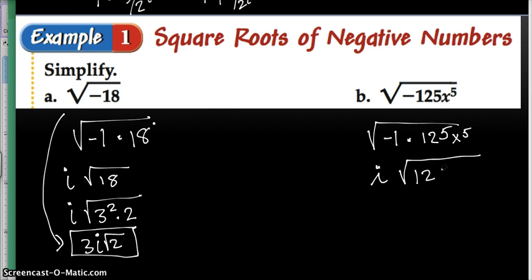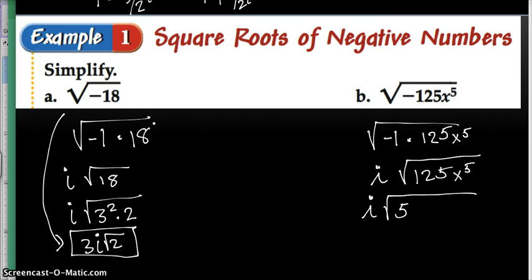So I'm used to 125 times x to the 5th power, taking the square root of that. I'm going to just rewrite this. Let's prime factorize it, just because I did that last time. It felt kind of good. So this is 5 times 5, that's 25, times another 5. So this is 5 to the 3rd power. Here, this is x to the 5th power. Let me write it like this.